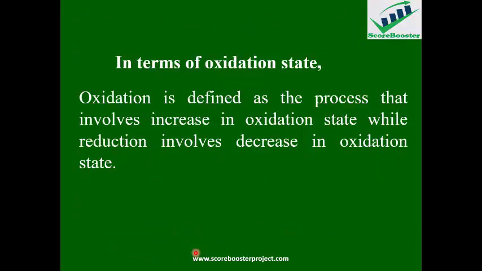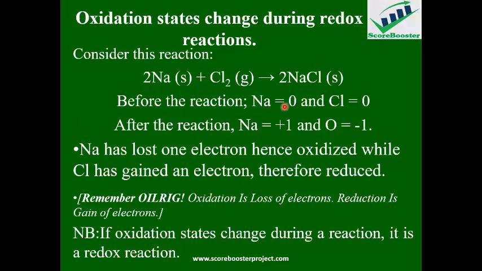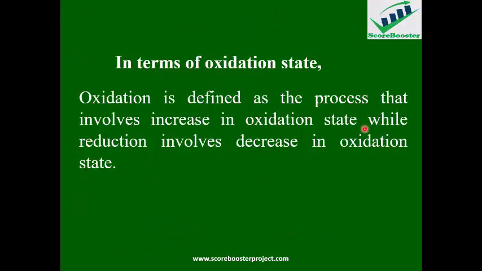Now, in terms of oxidation state, how do we define oxidation? Oxidation is defined as a process that involves increase in oxidation state. We have seen it here. Sodium has increased from 0 to +1. We said that's oxidized based on electron transfer. So we have linked electron transfer to oxidation state now. Then for chlorine, it has reduced from 0 to -1. So reduction is decrease in oxidation state.